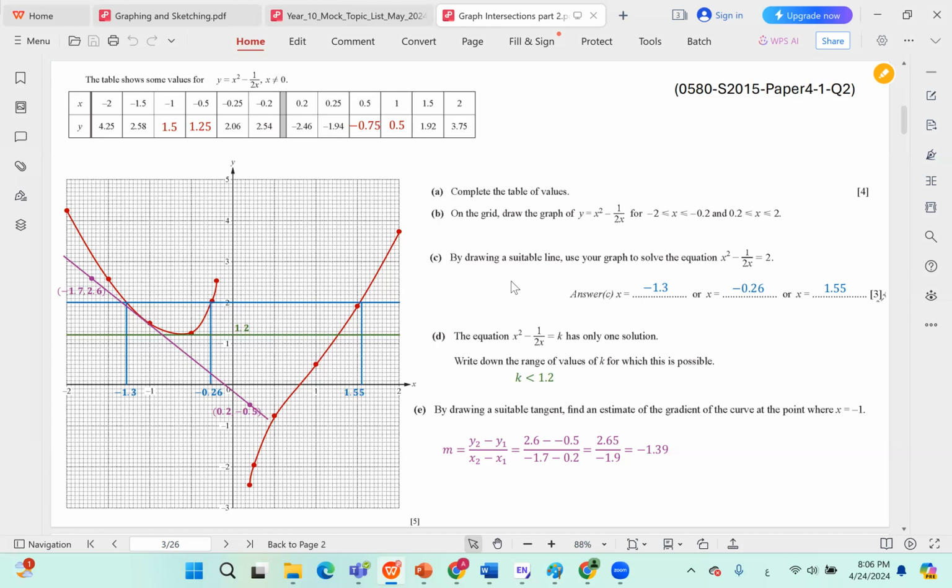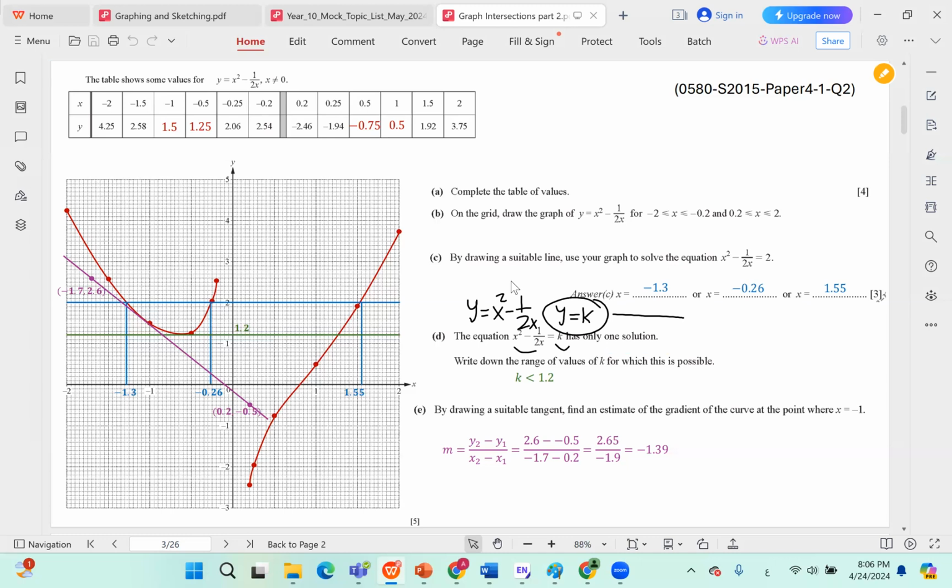For question D, we are told the equation x squared minus 1 over 2x equals k has only one solution. Write down the range of values of k for which this is possible. So what you need to understand here is that, again, these are solved graphically by graphing this equation, which we have already done. This is the red graph. And also graphing the equation y equals k. So y equals k is another horizontal line cutting the y-axis at the value k.